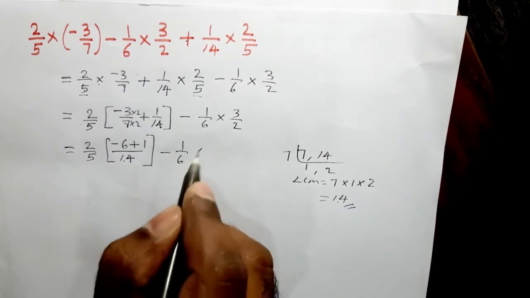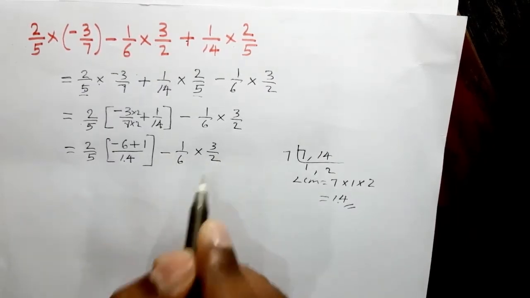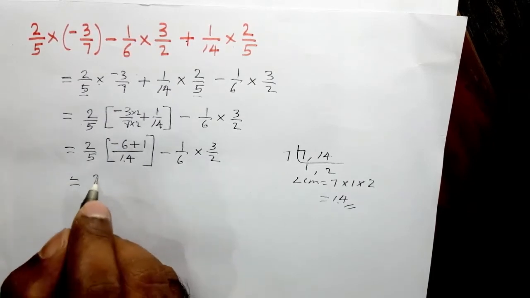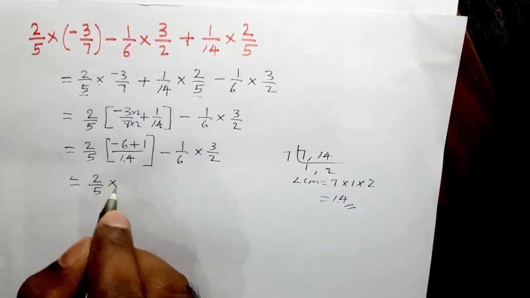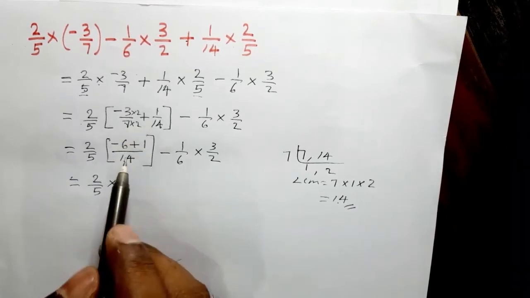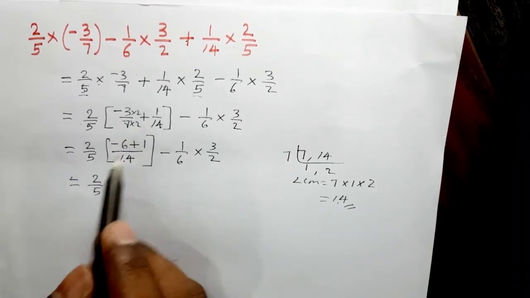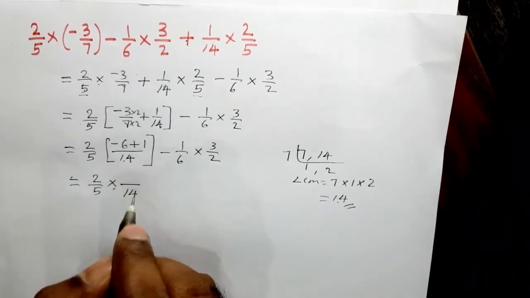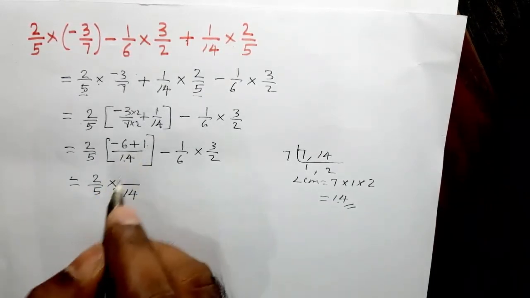Minus 1 by 6 into 3 by 2. As I explained, first we can do inside the bracket. So we get here 2 by 5 into. Now we have simplified inside the bracket, so no need of bracket, just give into. Here 14 minus 6 plus 1.